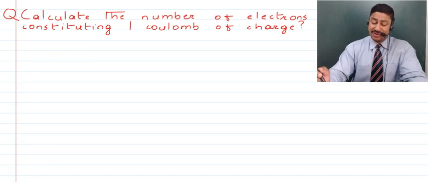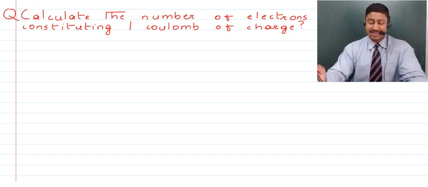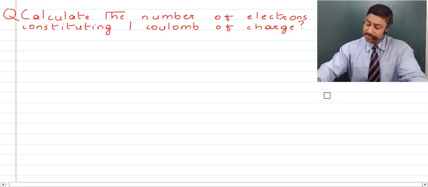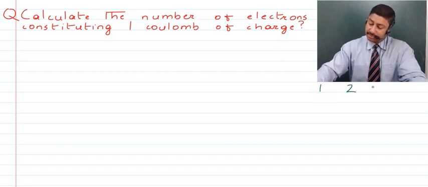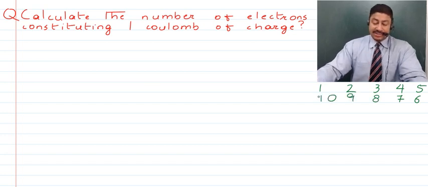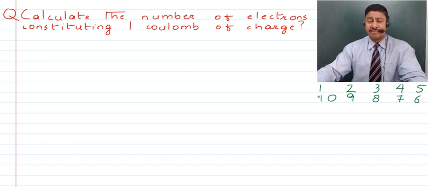And now the first sum for you people is this. Quickly give it a try, after which I'll be discussing the sum with you people. Right. Now let's discuss the sum. Calculate the number of electrons constituting 1 coulomb of charge. So here we've been given the charge and we've got to find out the number of electrons.